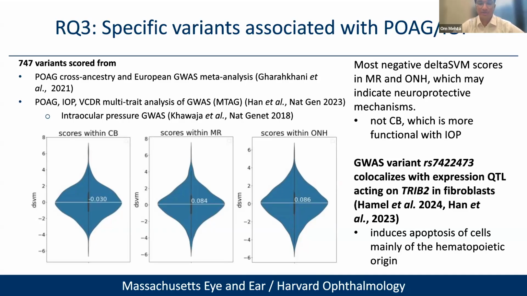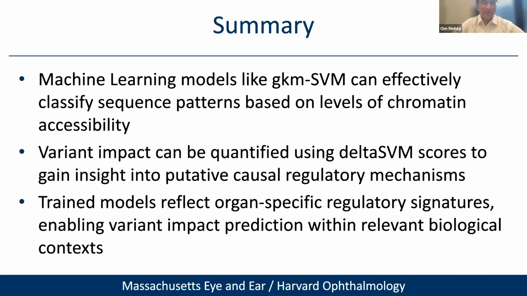We're also currently working on comparing the delta SVM scores to a null distribution to assess which variants are likely to have a significant regulatory effect. To summarize, we trained machine learning models like GKM-SVM, and we found that they were effective to classify sequence patterns based on levels of chromatin accessibility. Variant impact can be quantified using delta SVM scores to gain insight into putative causal regulatory mechanisms. And our trained models reflect organ-specific regulatory signals, which enables variant impact prediction within a relevant and reasonable biological context.